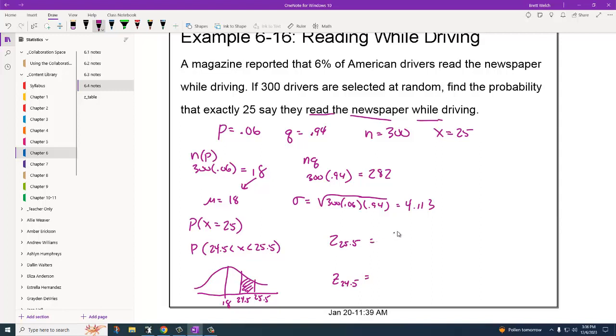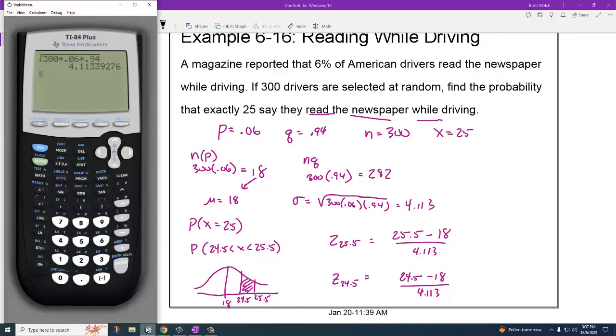For the 25.5, we'll take 25.5 minus the mean of 18 divided by the standard deviation of 4.113. For 24.5, we'll do 24.5 minus 18 all over the standard deviation of 4.113. These need to be calculated. 25.5 minus 18, and we'll divide that by 4.113 and get 1.82.